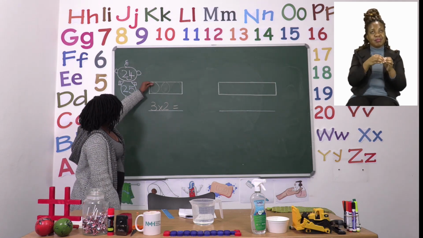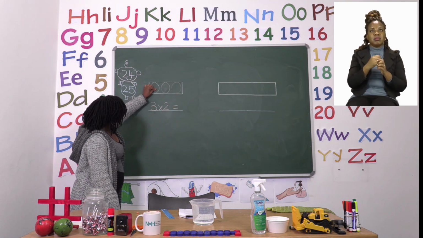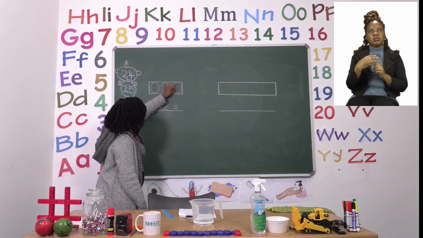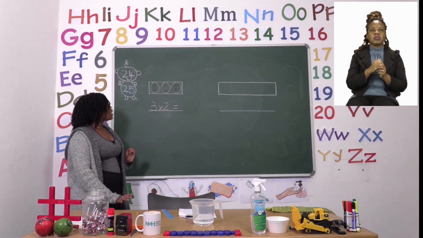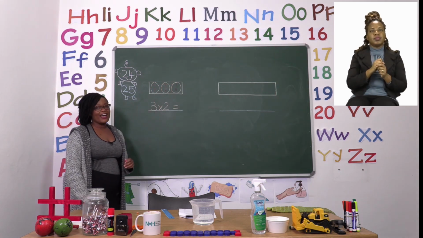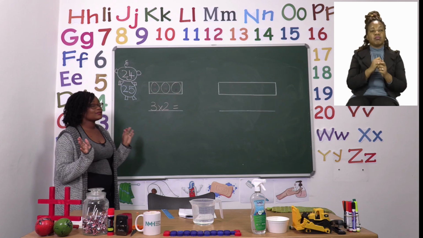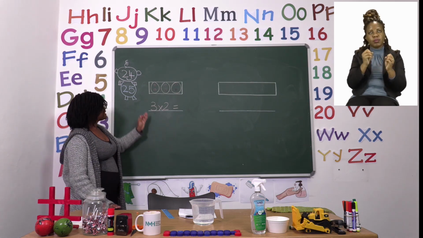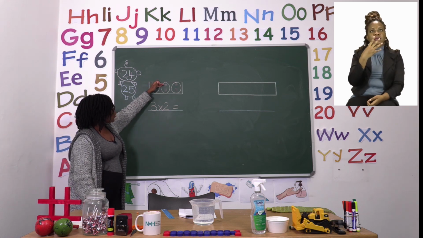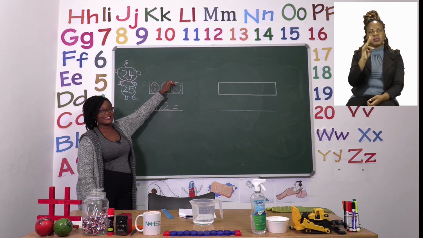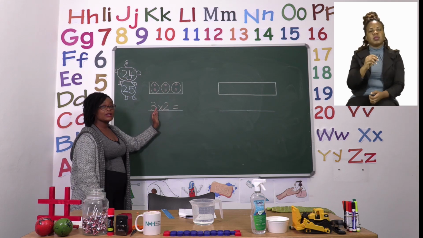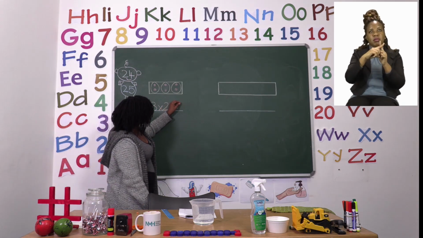So I will say 1, 2, 3, 4, 5, 6. So I have put 1, 2, 1, 2, 1, 2. Now I need to make sure that I have counted them all together correctly. So let us go. 1, 2, 3, 4, 5, 6. So that means 3 times 2, or 3 groups of 2 will equal 6.